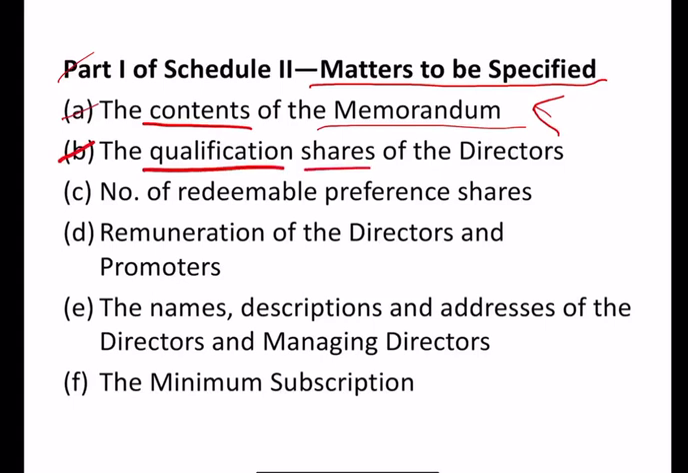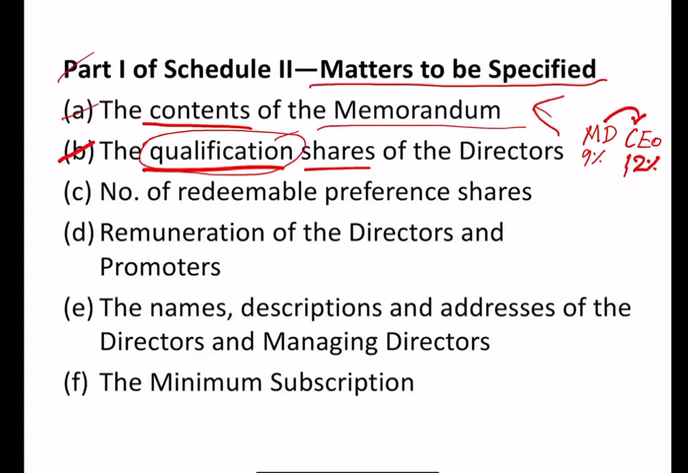Based on the qualification of directors, the proportion of shares allotted in the company varies. For example, I am MD, managing director of the company. I will be given 9% of shares from the company. If I'm CEO, then my qualification is increased, is it not? For example, if I did BBA, my qualification is less. If I also have done MBA, my qualification is increased. In that way, from MD, if I have become CEO, my qualification has increased. Based on my qualification, the company will allot me more proportion of shares.